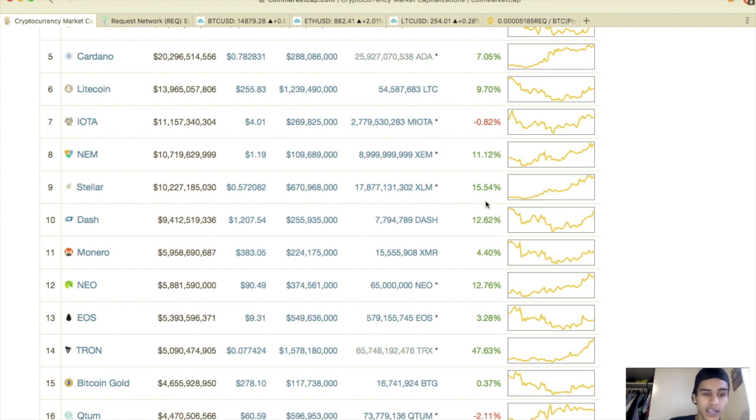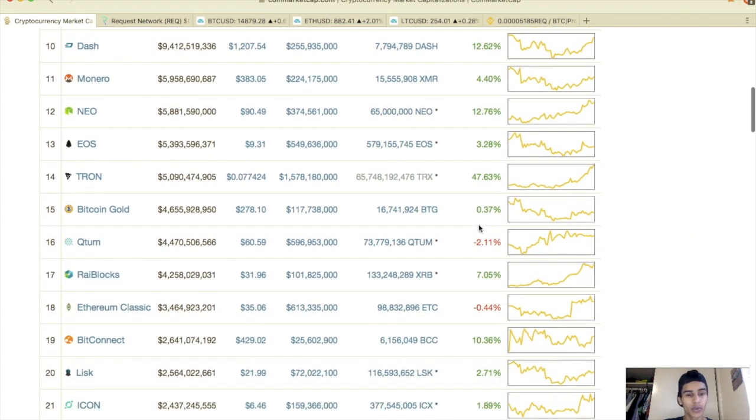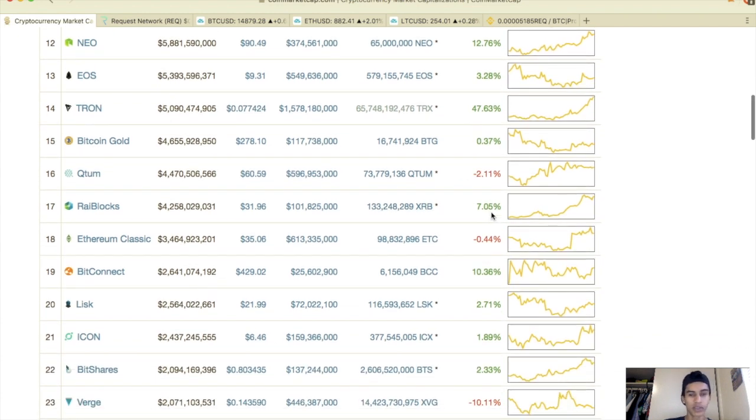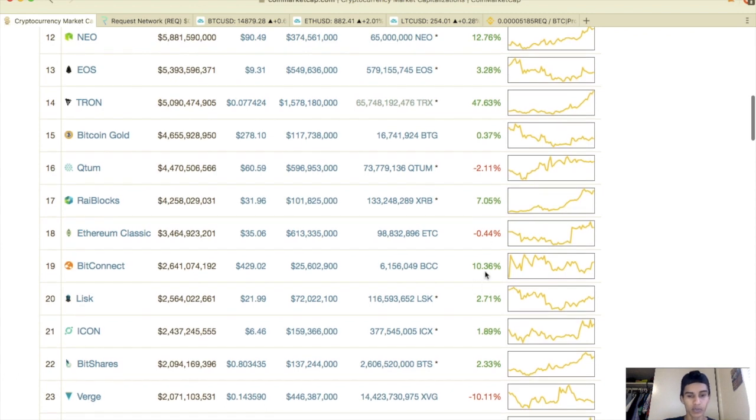Lumen's up 15.5%. Dash up 12% here. Monero up 4%. Nero up almost 13%. EOS up 3%. And Tron big here up 47%, up almost to 8 cents. I believe we did hit 8 cents and we came back down. Definitely looking to buy the dip on Tron here. Bitcoin Gold up almost 0.5%. Ryblox up 7%. What else? BitConnect, we're up at 10%, up to 429.